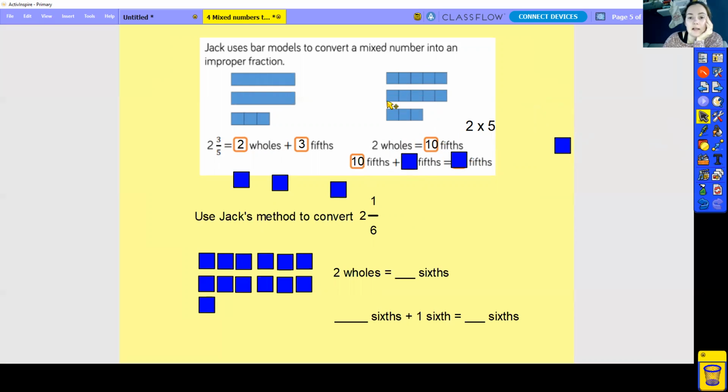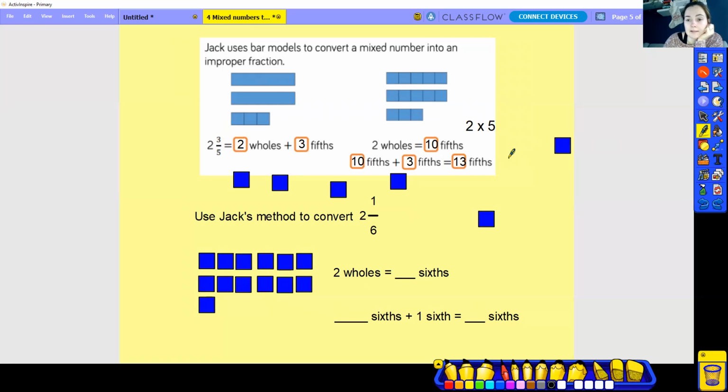And then how many has he got left over? 1, 2, 3 fifths. So we're doing 10 add the 3, which gives me 13 fifths. And again, if you were writing that as a fraction, you could write it as 13 over 5. Either is fine. Okay, so now we're going to use Jack's method to convert 2 1/6. So I would like you to have a go now at pausing this video and using Jack's method to convert that one. Off you go with that, please.